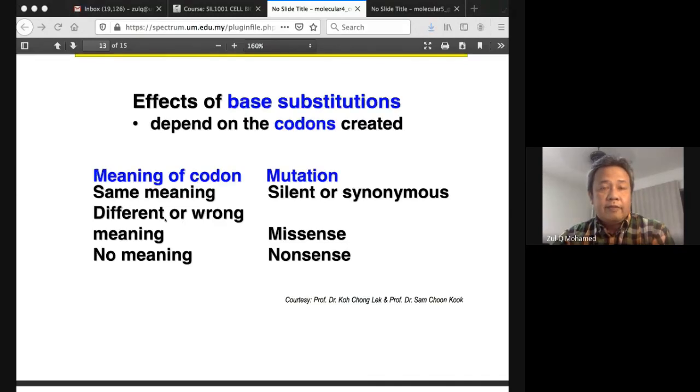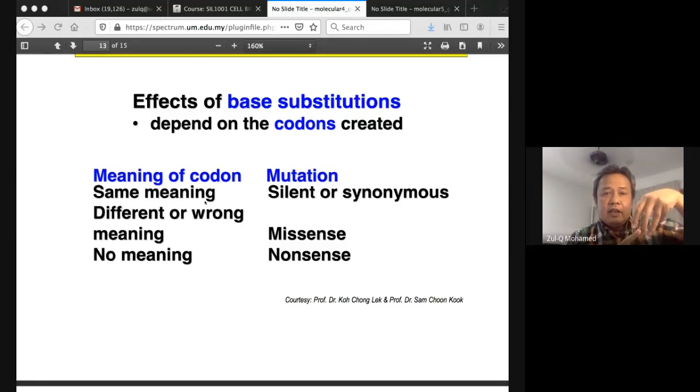Because DNA or mRNA brings a message, it brings a code, if there is a substitution, a change, if there's a deletion, a loss, or if there's an addition where you insert something, it changes the meaning. So these are some different outcomes of mutations. Sometimes you have the same meaning. Why? Well, because remember, some codons are degenerate.